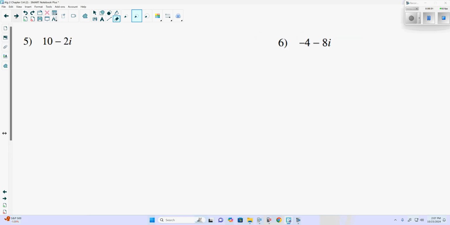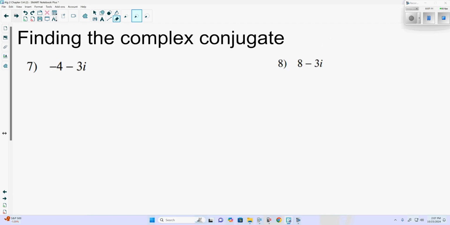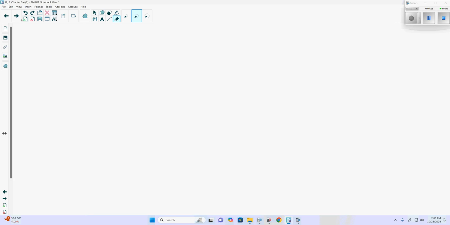10 minus 2i would be 10 plus 2i. Negative 4 minus 8i would be negative 4 plus 8i. Questions on 5 and 6? We feel good with 5 and 6? 7 and 8. 7 would be negative 4 plus 3i. 8. We like these here. All right. Let's do one more.